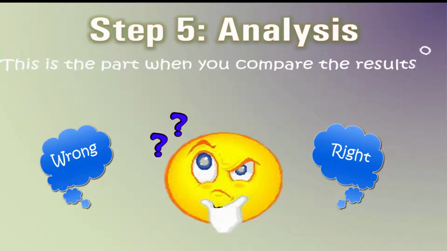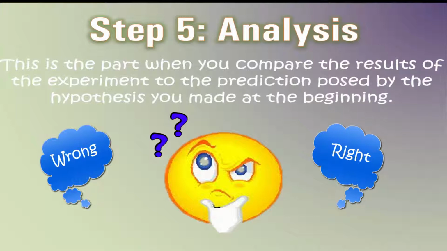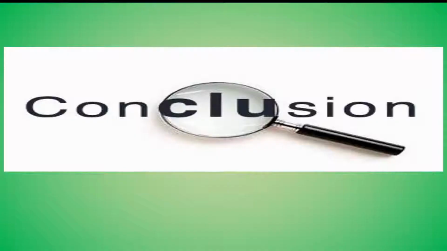Step 5. Analysis. This is the part when you compare the results of the experiment to the prediction posed by the hypothesis you made at the beginning. Mr. Smiley asks himself, was my hypothesis correct?